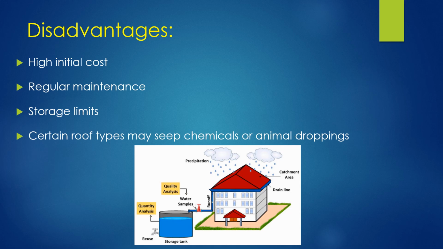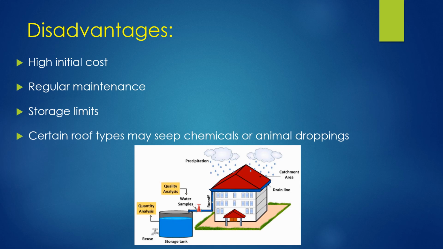Let us see about the disadvantages. The first thing is that it is a little high cost. Rooftop is comparatively less costly when compared to stormwater collection. The rooftop must be regularly maintained, as there can be some dust particles or leaves. Then the storage limits.